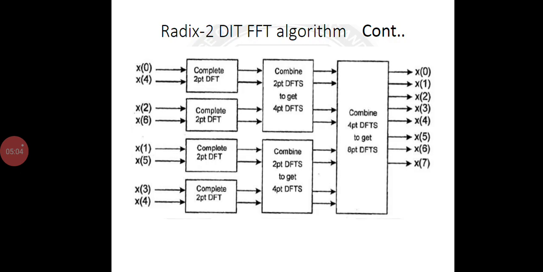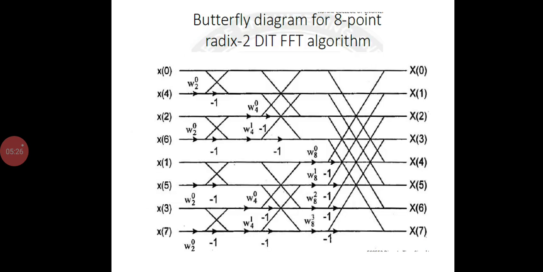And here, for the radix-2 DIT FFT algorithm, this is the block diagram. The input is divided into an even-numbered sequence and an odd-numbered sequence. First it is computed by using 2-point DFT, next by using 4-point DFT, and finally by using 4-point DFT to get this 8-point DFT.